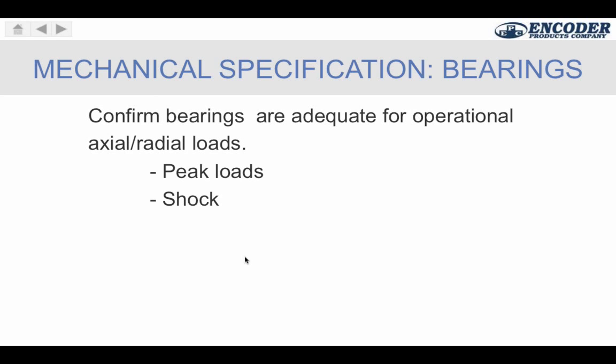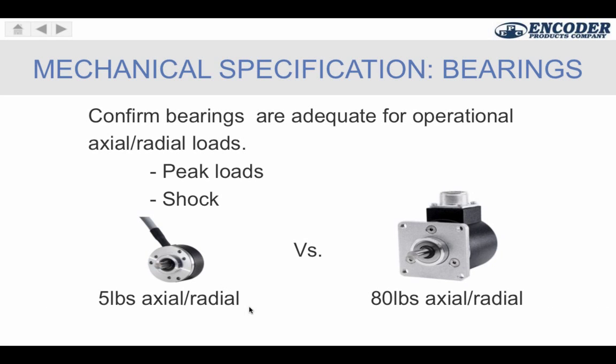Less load is longer mechanical life. Also, maximum speed, duty cycle, and temperatures impact longevity as well. Here are two shaft encoders with greatly different ranges of bearing load capabilities. Just make sure you're specifying the encoder with the proper capability for your application.